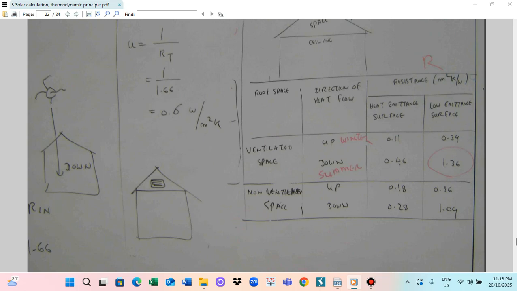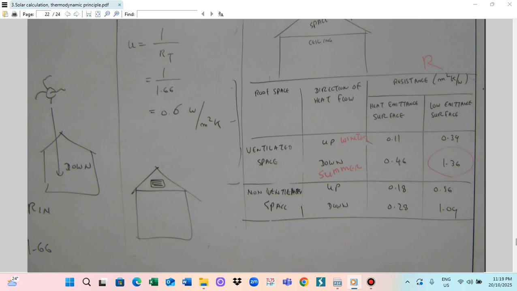Up and down mean the direction of heat flow. In winter, heat flows up because of the heating: inside heat will go outside. In summer, outside heat goes down. That means in winter the inside temperature of the home is greater than the outside, so all the heat in the home will go up. But during summertime, inside is cooler and outside is hotter, so heat goes inside. Because of this, for summertime we take the down value, so the 1.36 we calculated.